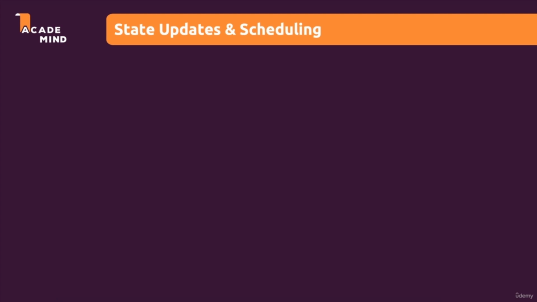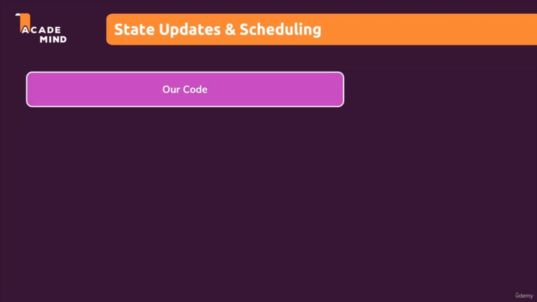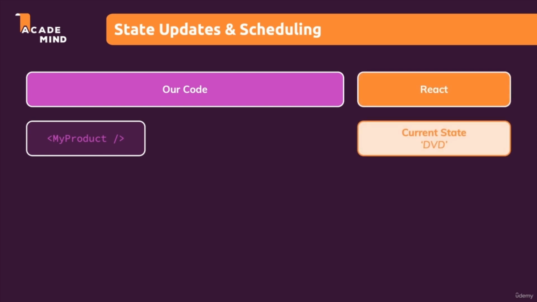We know how React manages state, or at least we have an idea, but there's one thing which is important, which I mentioned before, but which I now want to emphasize again, and that is how React handles state updates. In your code, you might have a component, and in that component you might manage some state with help of the useState hook, and therefore React in the end manages that state for you. Let's say the initial state for this product component is DVD. So we have a DVD as a product here.